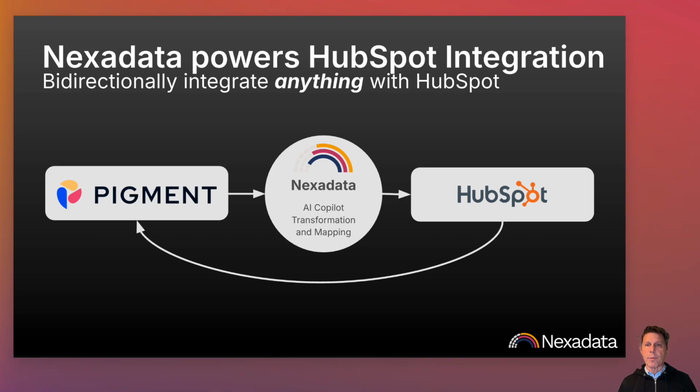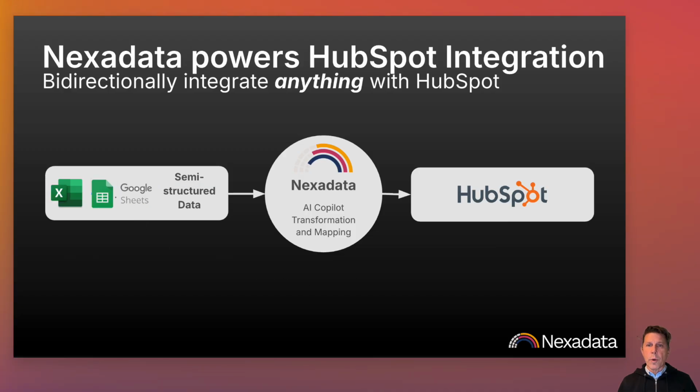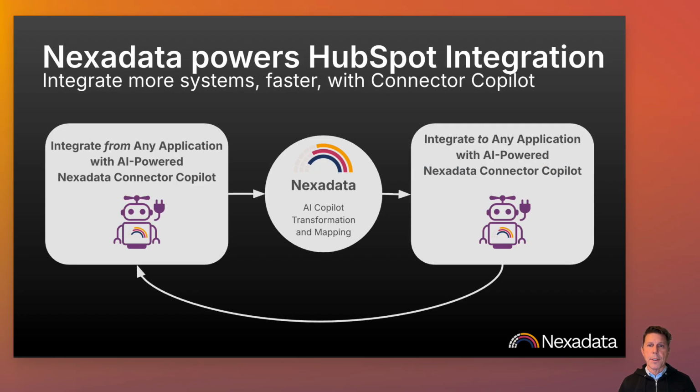Pigment is no different. We bring that data in, align it with HubSpot, and keep both sides synced. Wherever your spreadsheets live, we can turn them into clean, usable HubSpot data. If your data is buried in PDFs or long-form reports, we can pull that out, convert it into clean, usable HubSpot data. If you didn't see your application listed, that's where our connector Copilot comes in.